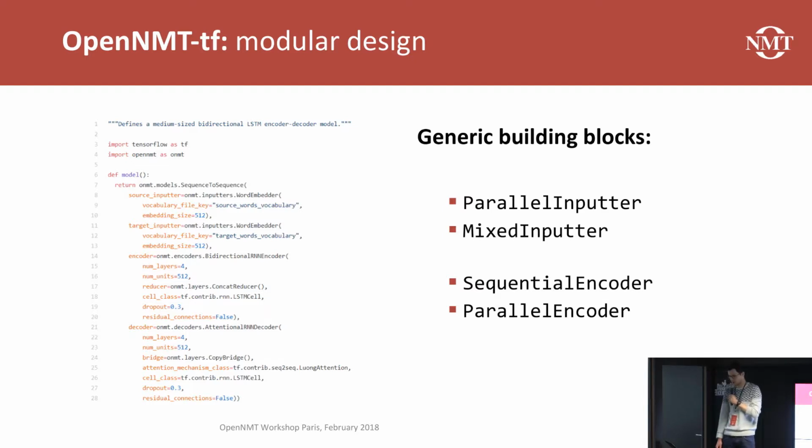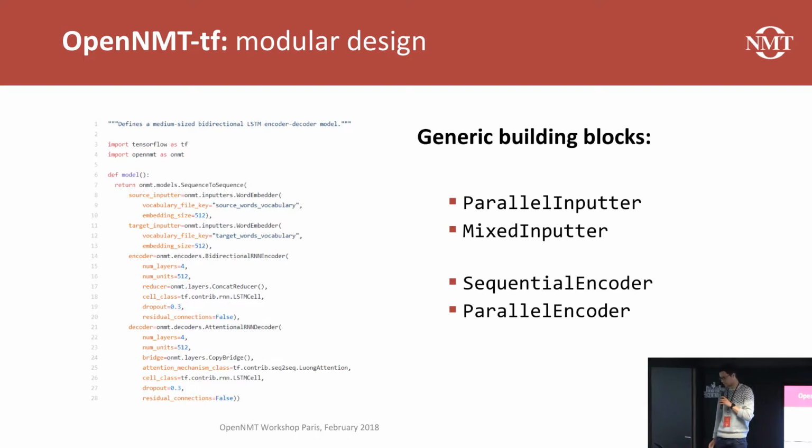In particular, I chose to go with a very modular design. So instead of giving a long list of options on your command line, you just give a model file, and this file is actually a Python file where you build actual Python objects that describe your model. For example, in this case, we are building a sequence-to-sequence model where you define a certain type of input at the source, a certain type of input on the target, and you also define the encoder and decoder objects you want to use.